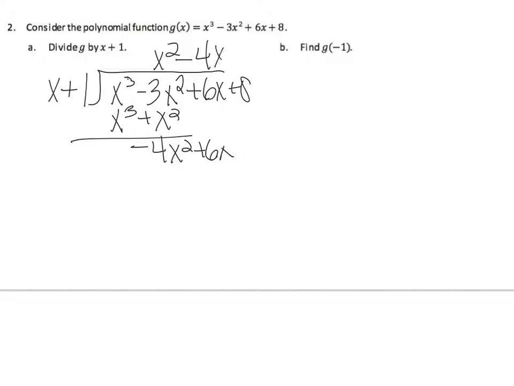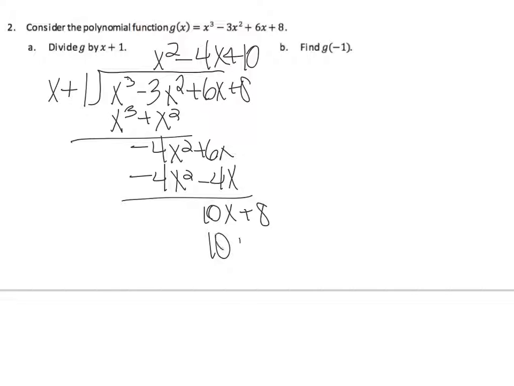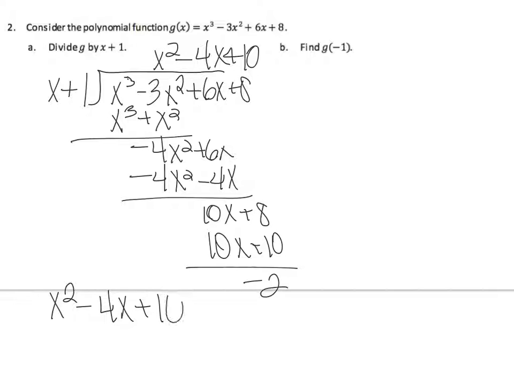Subtract 4x up here. Minus 4x squared minus 4x. 10x plus 8. 10x plus 10, negative 2. So my answer is x squared minus 4x plus 10 minus 2 over x plus 1.